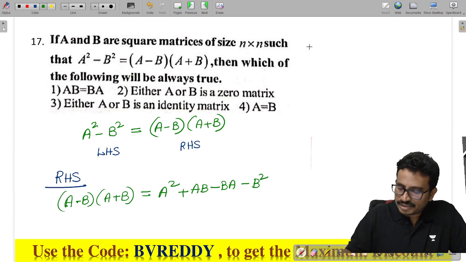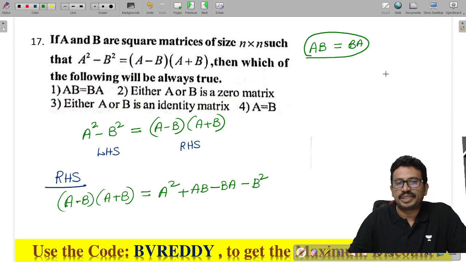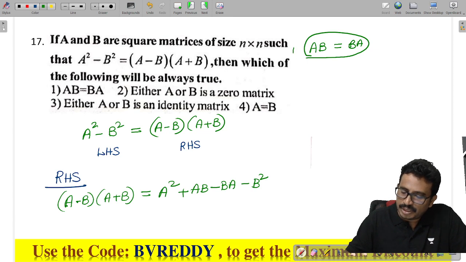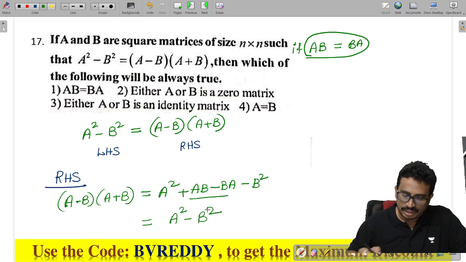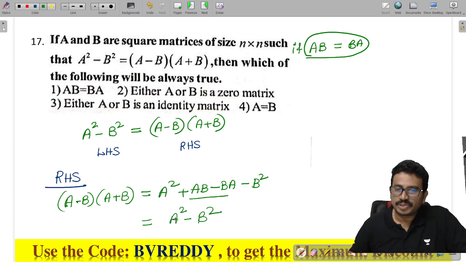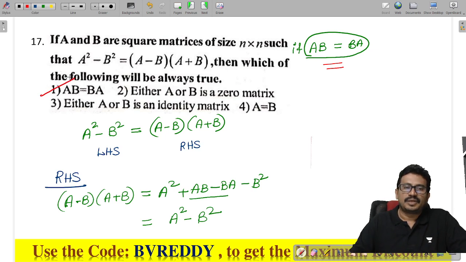In general for matrices, AB may be equal to BA, may not be equal. It need not be equal. So if AB equals BA, then only I can cancel these two terms. Then only it becomes A square minus B square. So for this term to be equal to A square minus B square, the condition must be AB equal to BA. Done.